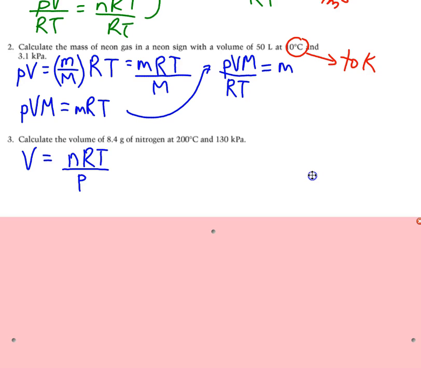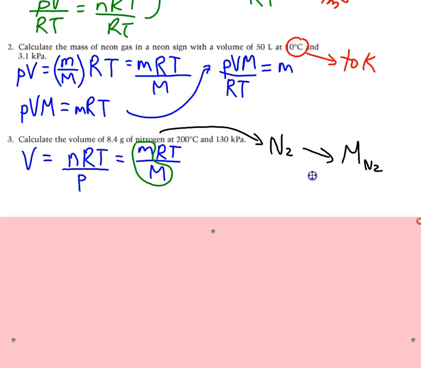Now, because we have mass given instead of moles, we could replace that with mass times ideal gas constant times temperature divided by molar mass. And here we have mass over molar mass, which is equivalent to moles. So for nitrogen, remember nitrogen is diatomic, so we would want to recall that we have the chemical formula N2, so we'd have to determine the molar mass of nitrogen gas. Again, as before, the temperature needs to go to Kelvin, and our pressure is in the correct unit. So that one should involve just a couple of conversions.